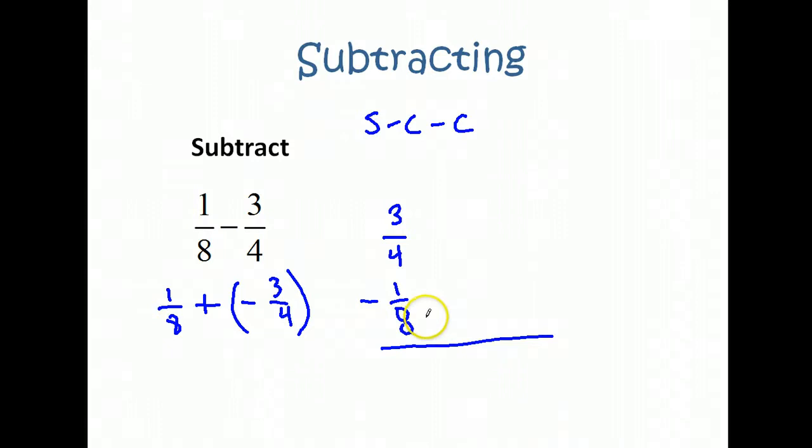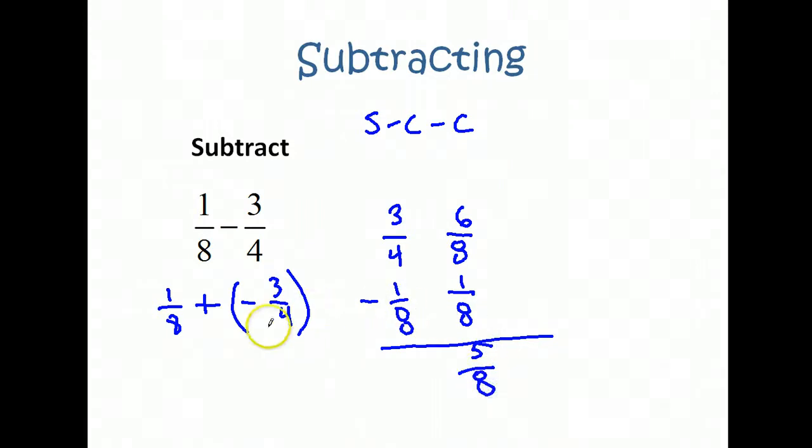I have 4 and 8 as denominators. I need a common denominator, and it turns out 8 is our least common denominator. This is already over 8, so I can keep it 1/8. 4 times 2 is 8. 3 times 2 is 6. 6/8 is equivalent to 3/4. Now I can subtract. 6 minus 1 is 5 over 8.